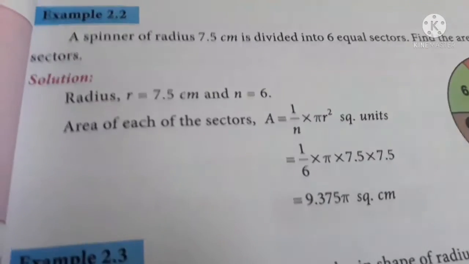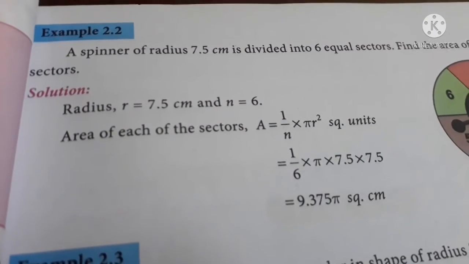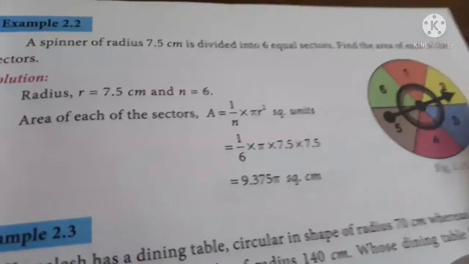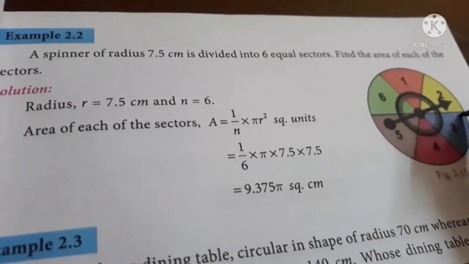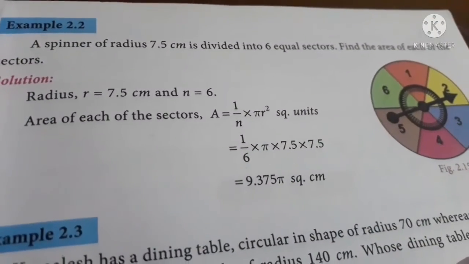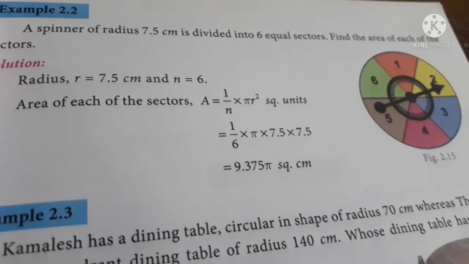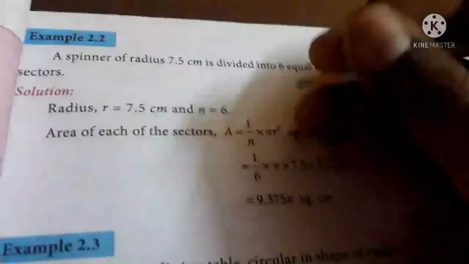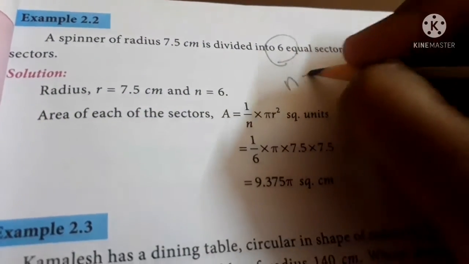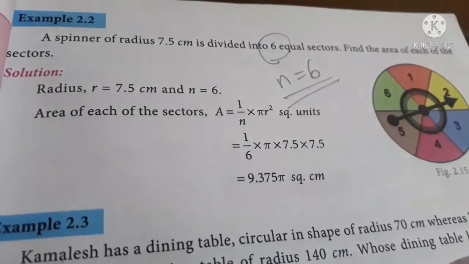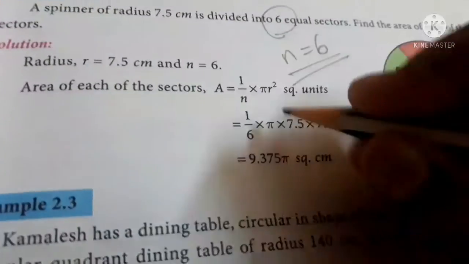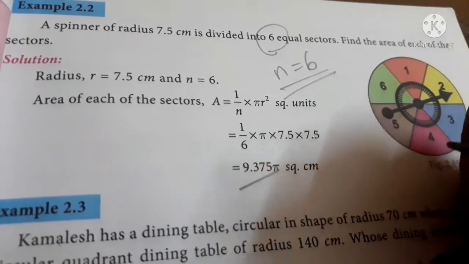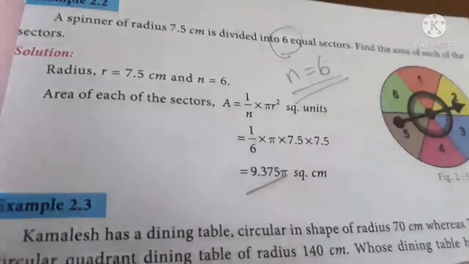Okay. Now example 2.2. A spinner of radius 7.5 centimeter is divided into 6 equal sectors. Find the area of each of the sectors. See, like this it is made. So r equal to 7.5 centimeter and n equal to 6, right? So area of each of the sectors is nothing but A equal to 1 by n into pi r square units. So here n is 6 because there are 6 equal sectors. So n equal to 6. 1 by 6 into pi into 7.5 into 7.5. It is 9.375 pi square centimeter.